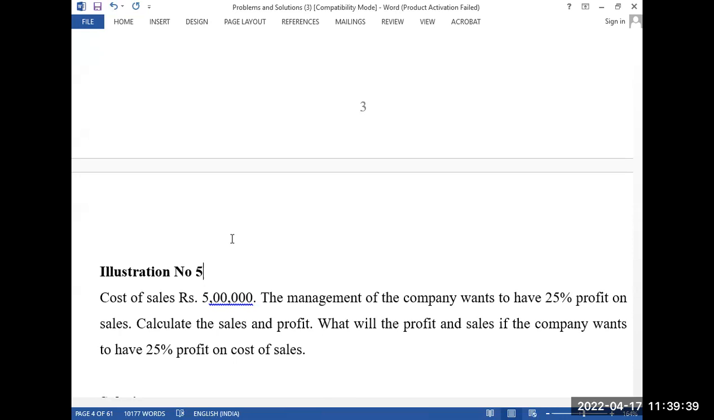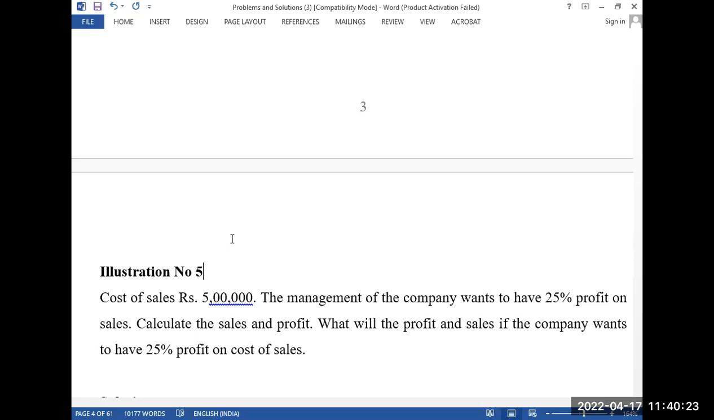If sales is equal to 100 rupees, profit is equal to 25 rupees. Therefore, cost will be equal to 75 rupees. Cost of sales will be equal to 75. That is a fact given in the question. Next, cost of sales is equal to how much? 5 lakhs. Cost of sales is equal to 5 lakhs.